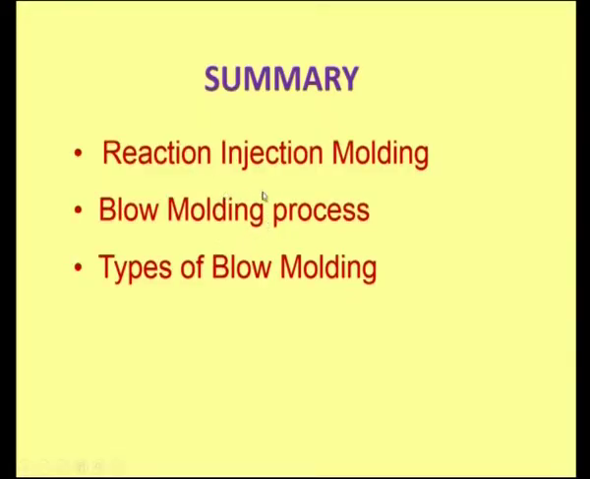Then we moved on to the blow molding process. The blow molding process is used to fabricate hollow parts, and it is mainly meant for plastic products. In blow molding we have seen three different types: extrusion blow molding, injection blow molding, and stretch blow molding. In all of these the basic principle is the same: the formation of the parison, inflating the parison, and then removal of the hollow container. But the type of machinery used differs in these types of blow molding.